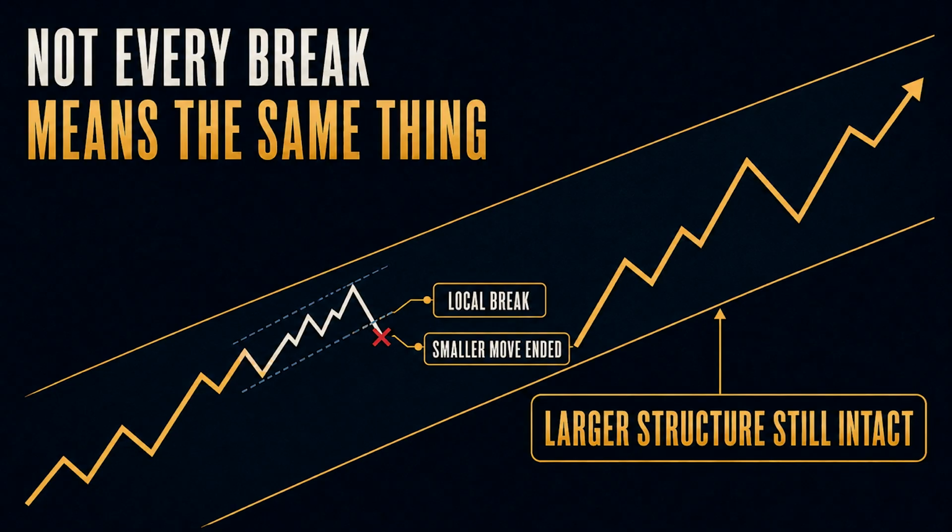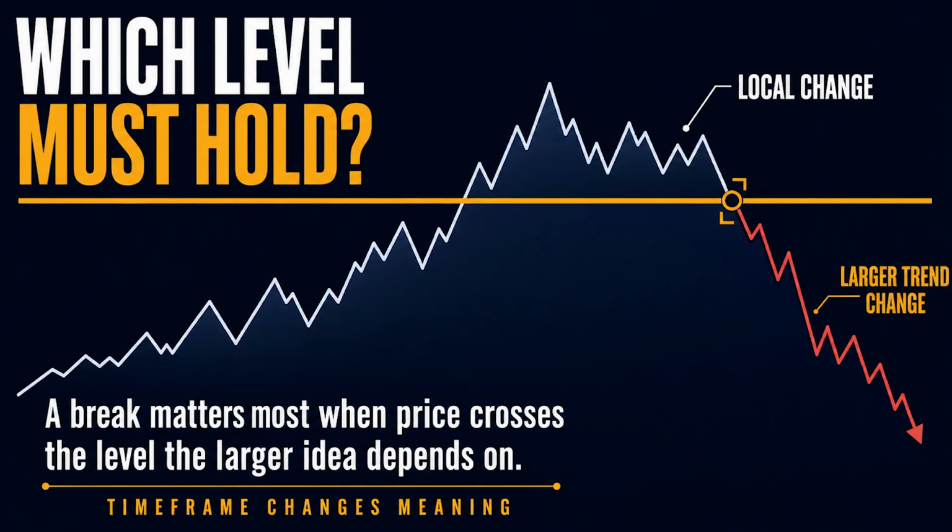Price can break a small daily channel or move below a local low, while the larger weekly movement still remains intact. That may only tell us that one smaller part of the movement has ended. A break becomes more important when price crosses a level that the entire idea depends on. So throughout the next examples, we will separate a local change from a change in the larger market structure.